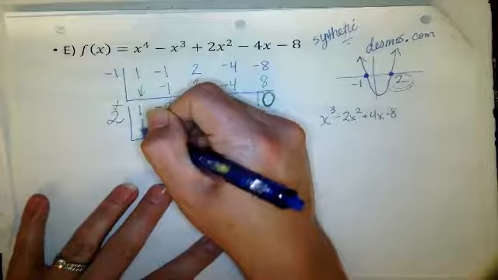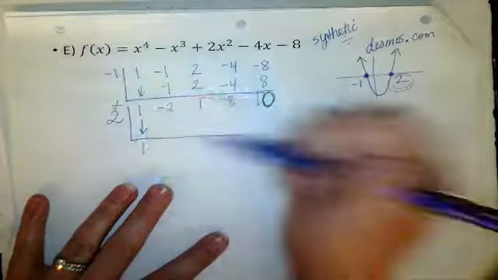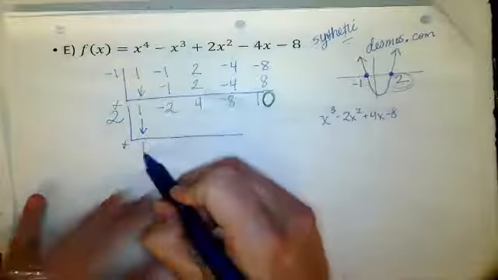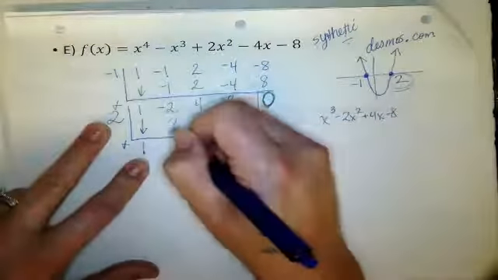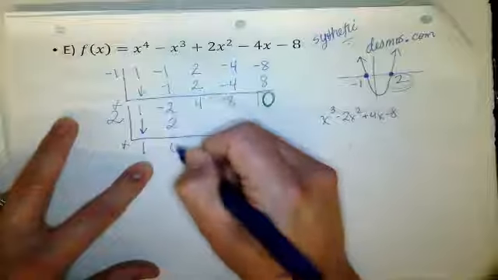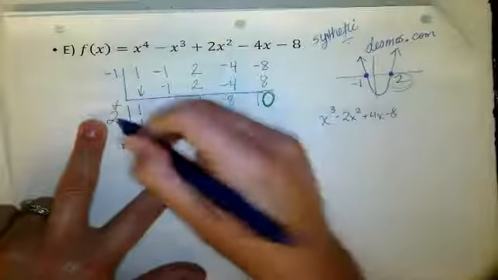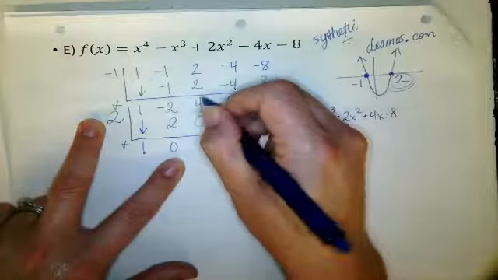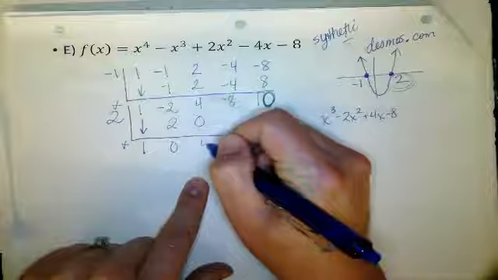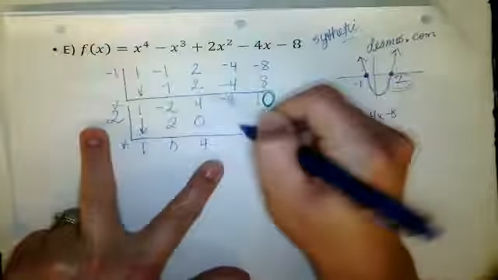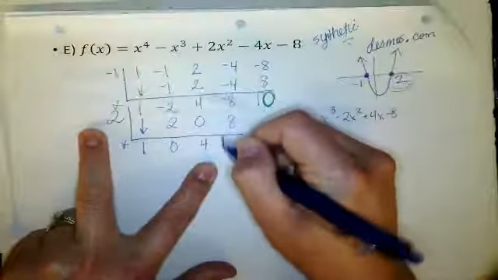So again, I'm going to bring down my 1. And we multiply 1 times 2, 2. Combine, 0. Multiply 0 times 2, 0. 0 plus 4 is 4. And multiply, we get 8. Remainder 0.